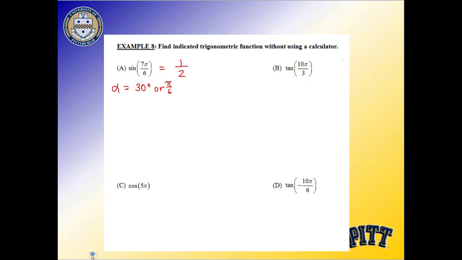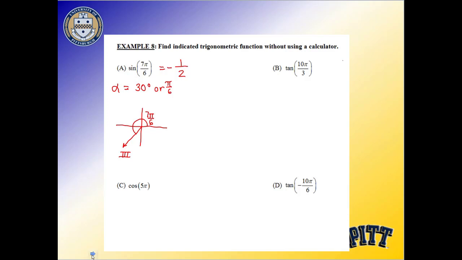Now, 7 pi over 6, I've got to think, well, what quadrant is that in? 7 pi over 6 is going to be in the third quadrant. And I know that because if I count by pi over 6's, I'm at 0 pi over 6. If I go all the way to pi, that's 6 pi over 6. I'm not quite where I need to be yet. So if I move another pi over 6, that puts me in quadrant 3. In quadrant 3, signs are negative. So this has to be a negative answer.